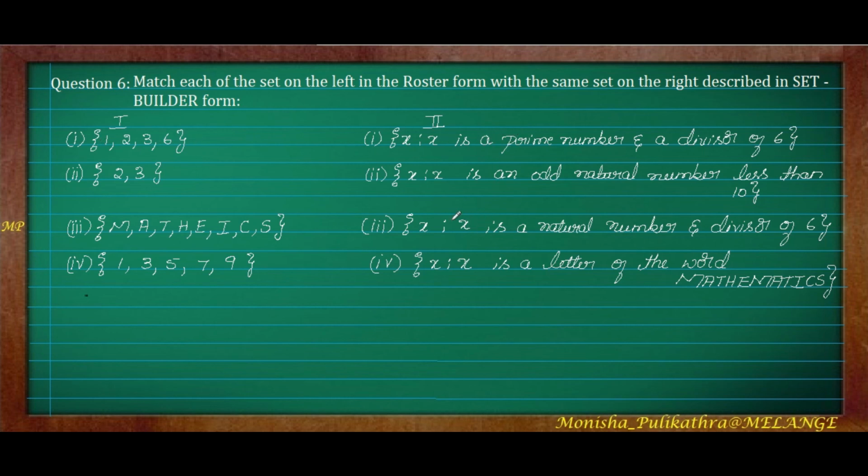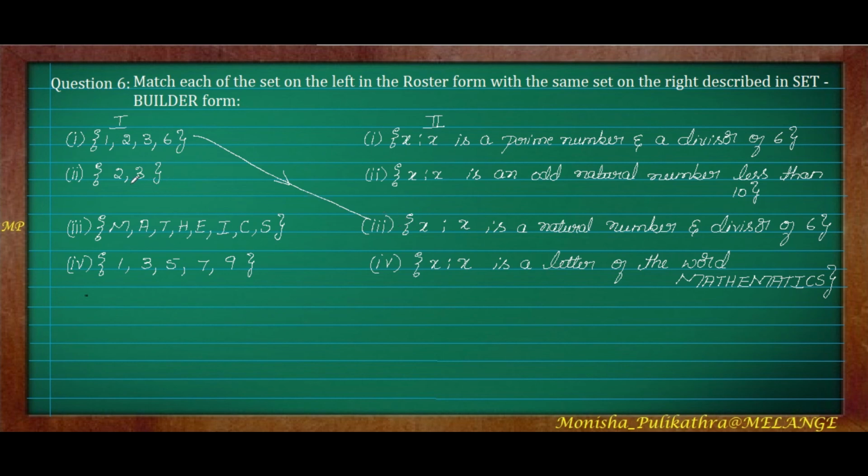So in the third one, just notice that x is a natural number and divisor of 6. Natural numbers start from 1 and there is no criterion like prime number. It should be a divisor of 6. So the third one correctly matches the first roster method. That is, 1, 2, 3, 6 matches the third set builder method, which says x is a natural number. Here 1, 2, 3, 6 are all natural numbers and all are divisors of 6. So the first one matches the third one.